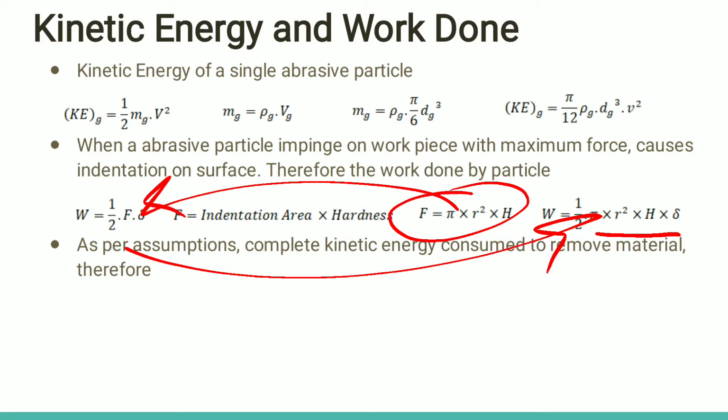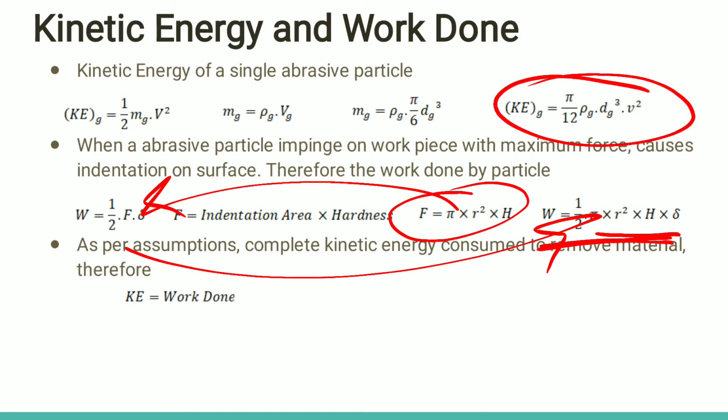Now, the meaning of removing the material here is the work done by this abrasive particle individually. So the kinetic energy of an individual particle is equal to pi by 12 rho g into dg cube into v square, and the work done by a single particle is equal to this one. If the complete energy is transferred, it means that the kinetic energy will be equal to the work done. So this will be pi by 12 rho g into dg cube into v square equals 1 by 2 pi into r square into h into delta.